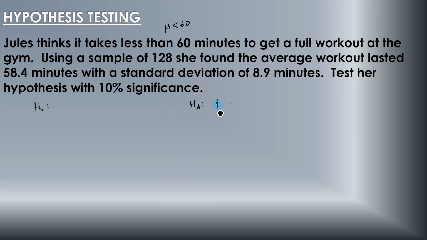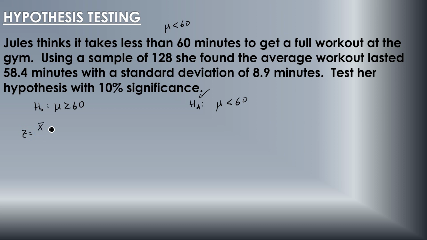Not because it's what she said, but because there's no equal sign involved, which means the H0, the null hypothesis, is greater than or equal to 60. But the thing that we actually test is the alternative hypothesis. So our next step is to find our z-score.